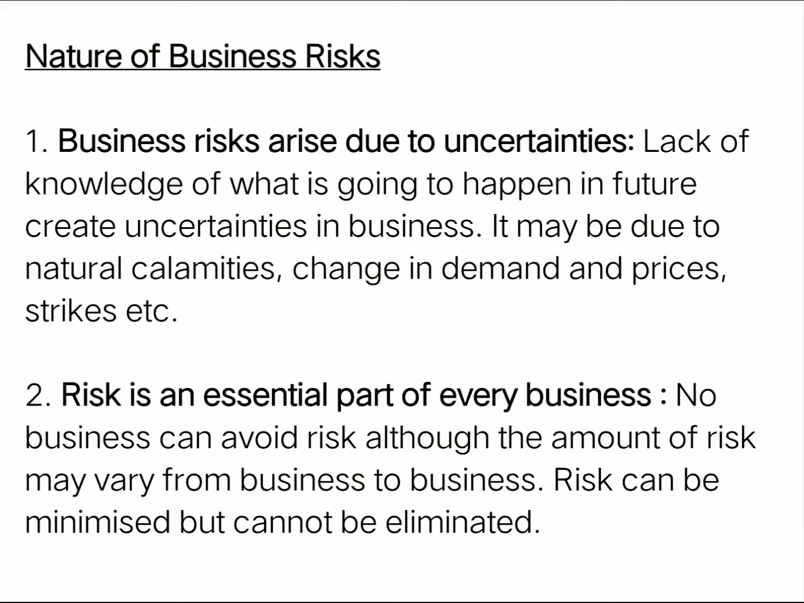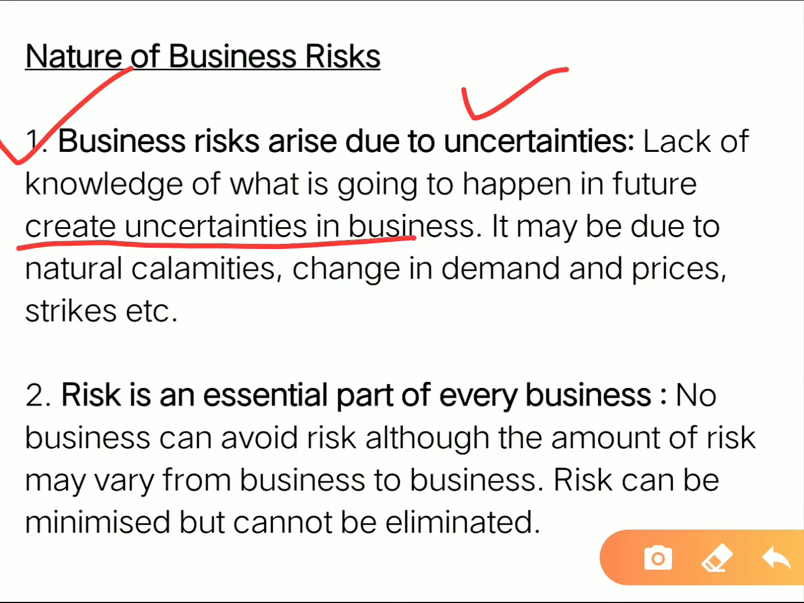See the first point, that is business risk arises due to uncertainty. It says that business risk generally arises due to uncertain events. How? Let us see. Lack of knowledge of what is going to happen in future creates uncertainties in business. It may be due to natural calamities, change in demand and prices, strikes, etc.